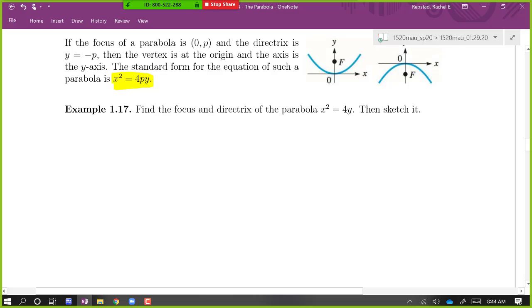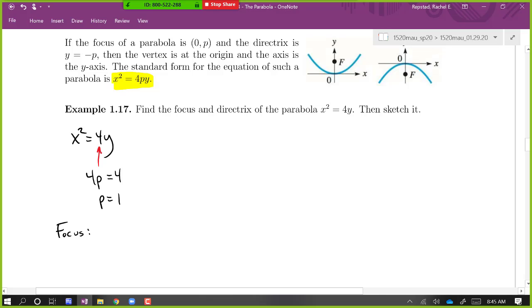In this next example, they give us the equation x squared equals 4y. I know it's a parabola. I know that it's oriented vertically. We know that 4p is equal to 4. And so p is equal to 1. So if p is positive, the focus is at a positive y coordinate. Let me just draw a distinction here. So we know it opens upward, right? The vertex is at the origin, it opens upward.